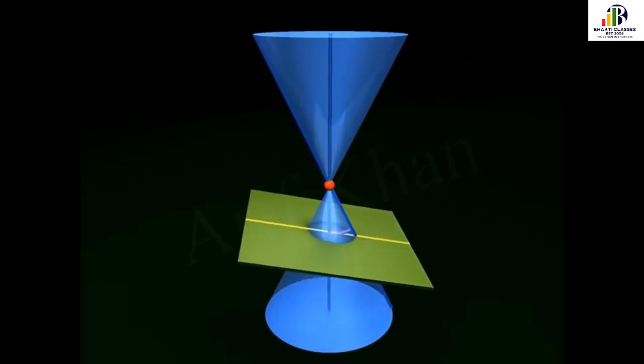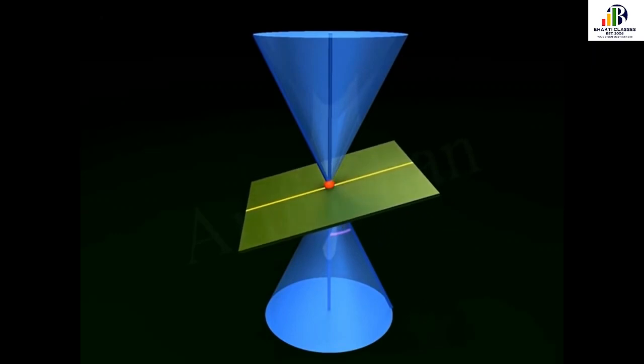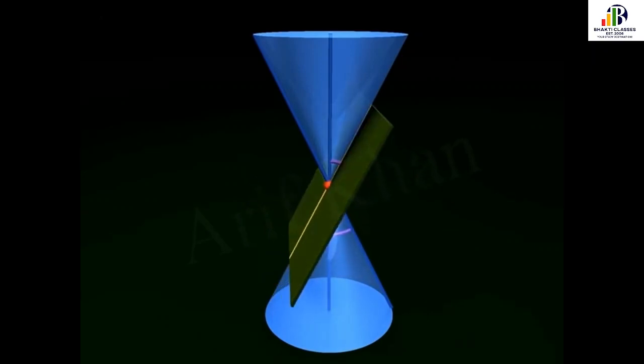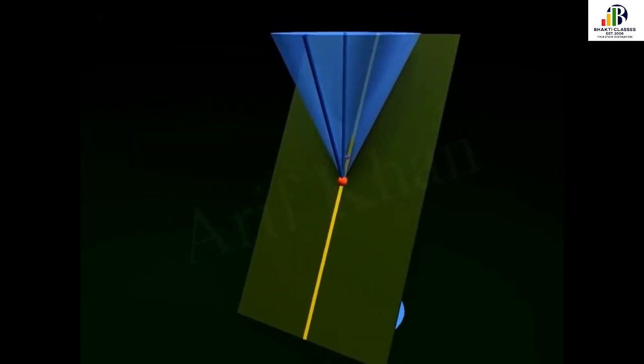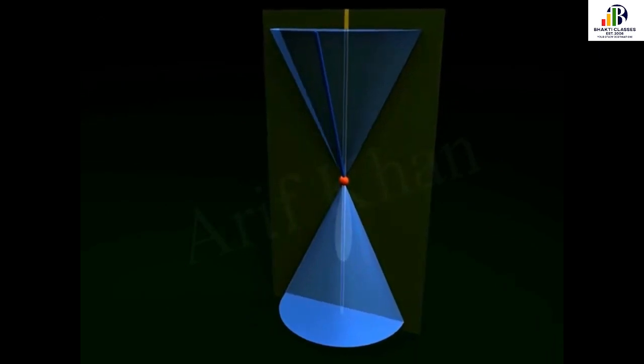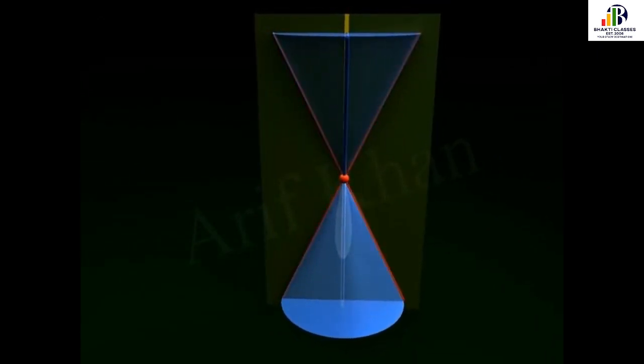Now what do degenerate conics mean? When the plane is intersecting at the vertex and the plane is parallel to the directrix, in all these cases we will get a degenerate conic.